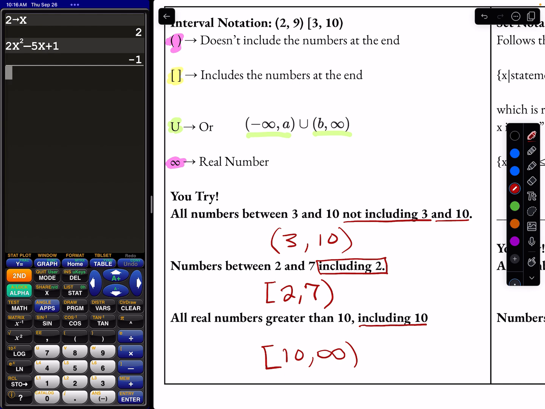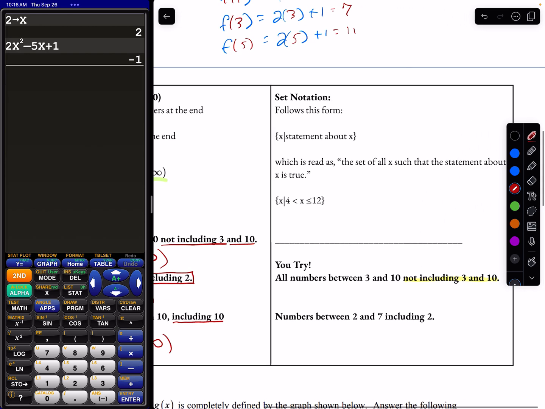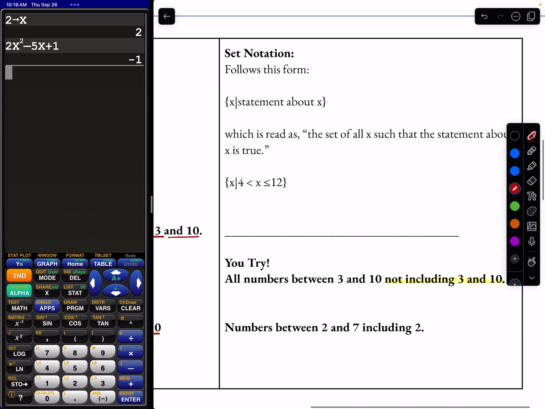Okay, so now how does this translate into set notation? So if you're a STEM person, you should really have a strong understanding of this set notation. How this works, you would read this as x such that all numbers between 3 and 10. So I'm going to put 3 right here, 10 right here. I'm talking about x, and I need to think about, I'm not including 3. Right? So it's all numbers greater than 3. And it stops at 10, but it doesn't include 10, so we've got to have less than 10.